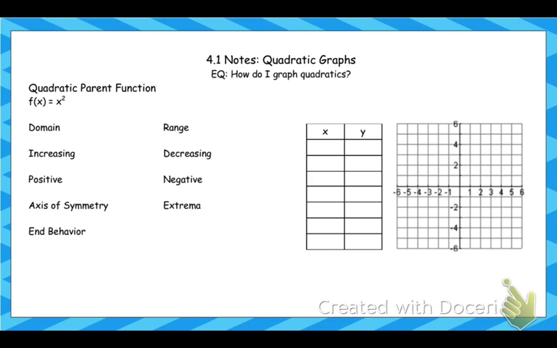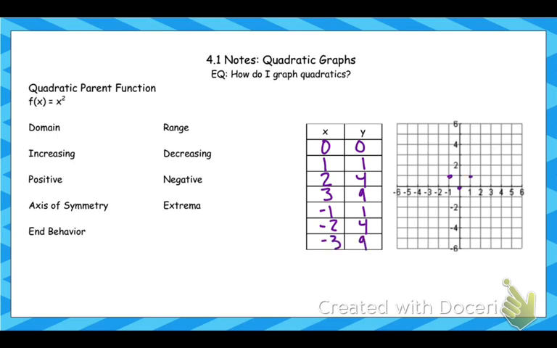If you don't remember from Algebra 1 what this looks like, we'll go ahead and fill in some values. If I plug in 0, 0 squared is 0. If I plug in 1, 1 squared is 1. If I plug in 2, 2 squared is 4. If I plug in 3, 3 squared is 9. Okay, if I plug in some negative values, negative 1 squared is 1, negative 2 squared is 4, and negative 3 squared is 9. So these are all points on my graph.